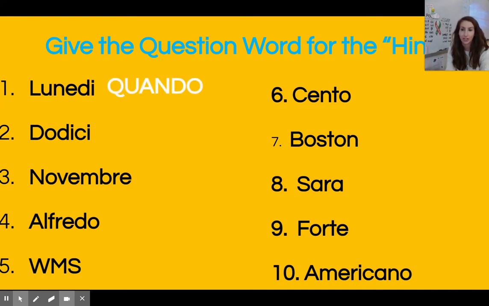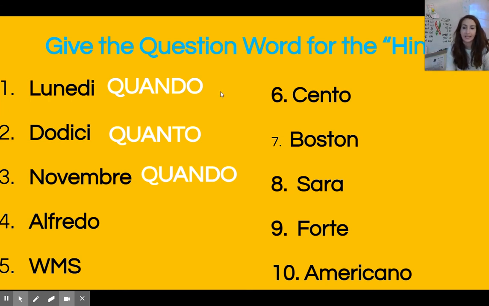Next one, dodici, okay? So dodici is the number 12. Again, okay, so it's not an explanation, it's not a time, it's not an object, it's not a nationality, it's not a location, but it is a number. So the correct answer is quanto with a T, quantity, perfecto. All right, numero 3, novembre is a month which represents a time of year. So it is quando, perfecto, perfect. Alfredo, it's a person's name.